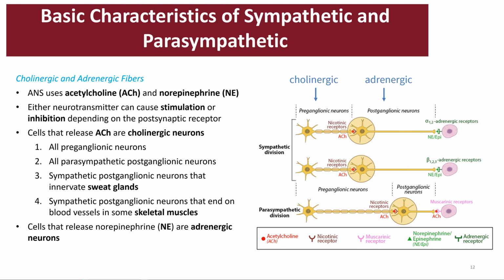In the sympathetic division, the postsynaptic neuron can release norepinephrine or epinephrine, and it can bind to a number of receptors: alpha 1, alpha 2, beta 1, beta 2, and beta 3. And then for the parasympathetic division, it can bind to different types of the muscarinic receptors. There are 5 subcategories that we'll talk about later in this module: M1, M2, M3, M4, and M5.